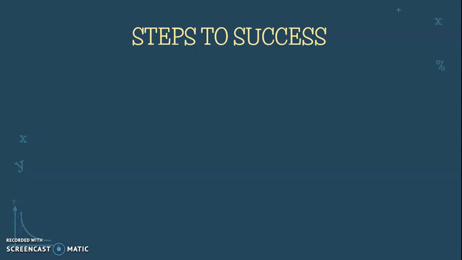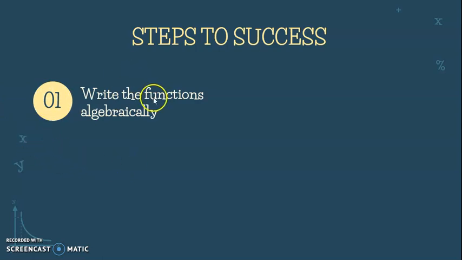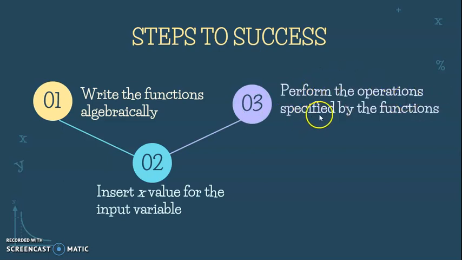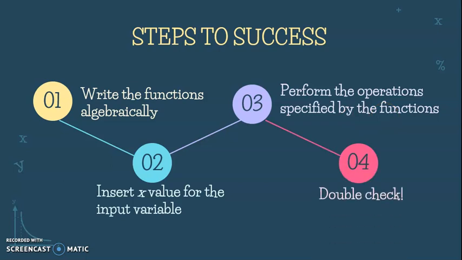So what are the steps to success for this lesson? The first one, you have to write the functions algebraically. Okay, and then second step is, once you write down the functions, you have to insert the x value for the input variable. Next, you have to perform the operation specified by the function, and lastly, always double check your work. Okay, so these 4 steps you need to remember, or you need to understand how to evaluate a function, on how to do a functions.